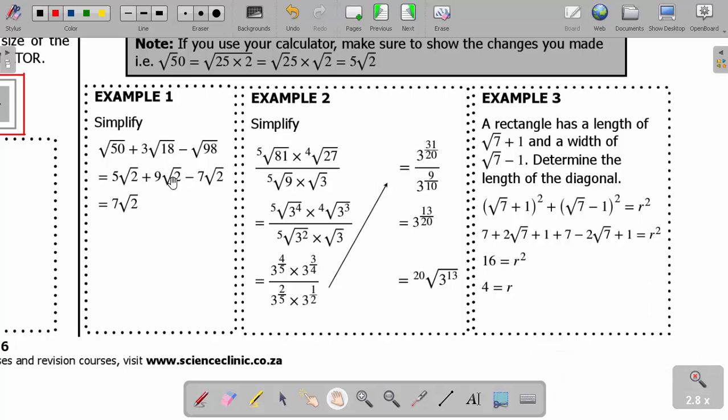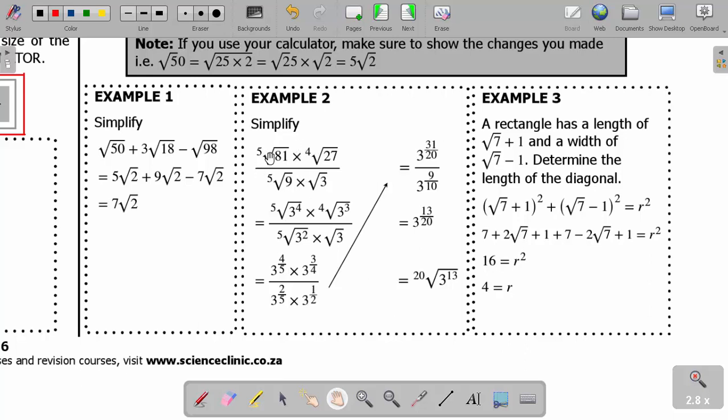Then it stays under root 2 here, then minus root of 98, which is the same as 49 times 2. Now 49 has a square root which is 7, so it's taken out, and the 2 remains here. So now I'm left with 5 root 2 plus 9 root 2 minus 7 root 2. So guys, what is 5 plus 9? It is 14. 14 minus 7, I get 7 root 2 as my answer here.